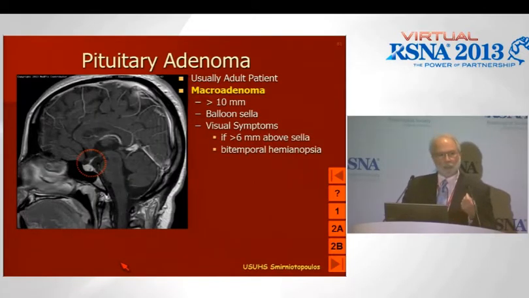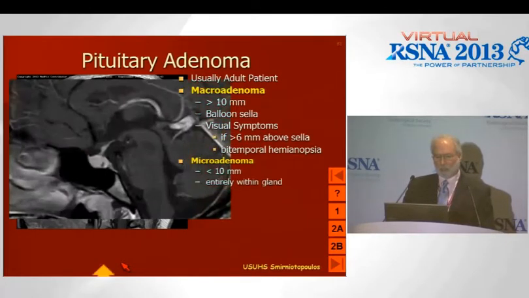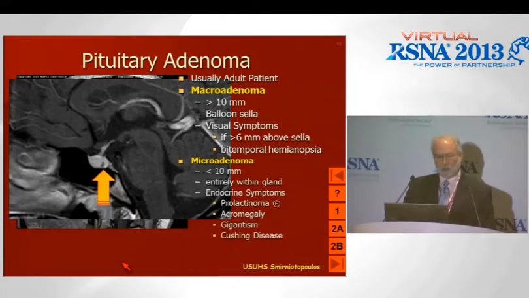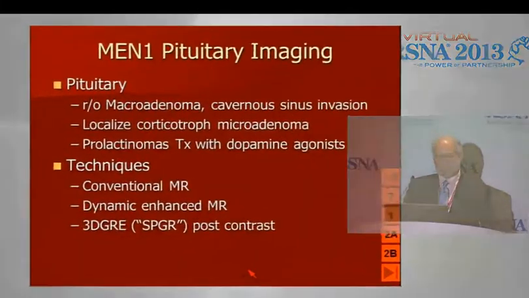If the tumor is smaller than 10 millimeters and entirely contained within the normal gland, it's going to be called a microadenoma. And microadenomas tend to enhance a little bit differently from the normal pituitary tissue, so the standard dogma is you get a flip-flop: the adenoma enhances slower and to a lesser extent than does the normal pituitary tissue. And of course, the patients may or may not have endocrine screening tests that reveal they have the abnormality.